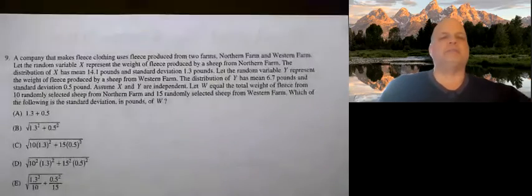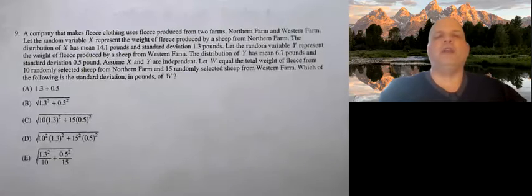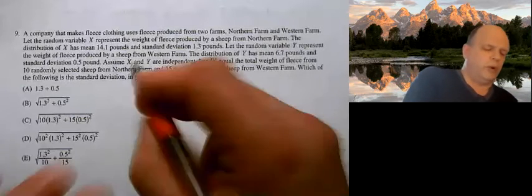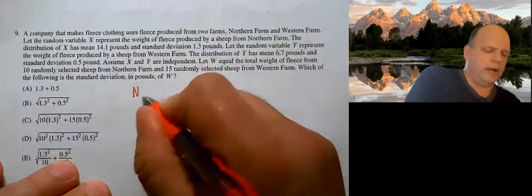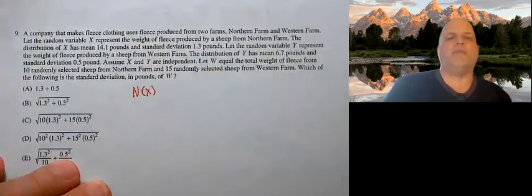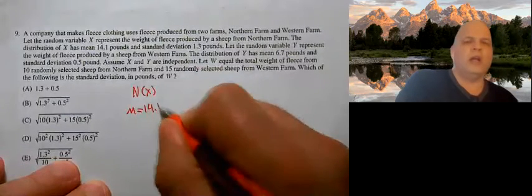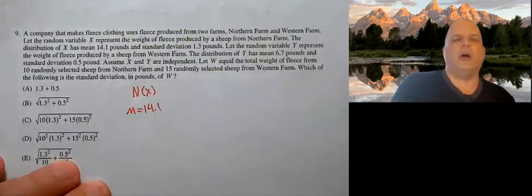For number 9, a company that makes fleece clothing uses fleece produced from 2 farms, Northern Farm and Western Farm. Let the random variable X represent the fleece produced from Northern Farm. So N is given by the X. The distribution of X has a mean of 14.1, and it has a standard deviation of 1.3.